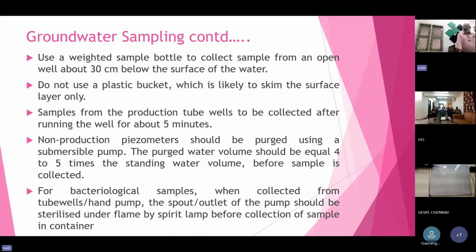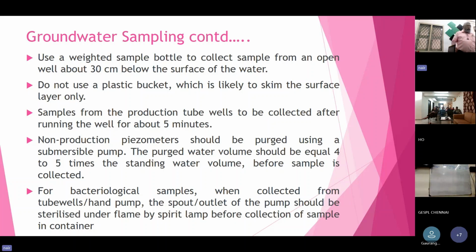Then samples from the production tube wells are to be collected after running the well for about 5 minutes. If you are collecting a sample from the tube wells, you allow the water to run for 5 minutes, and after that you take the sample. Then non-pumping piezometers can be purged using a submersible pump, but the purged water volume should be equal to 4 to 5 times the standing water volume before the sample is collected. You have to have an approximate calculation of the water quantity. 4 to 5 times you pump it off, then collect it.